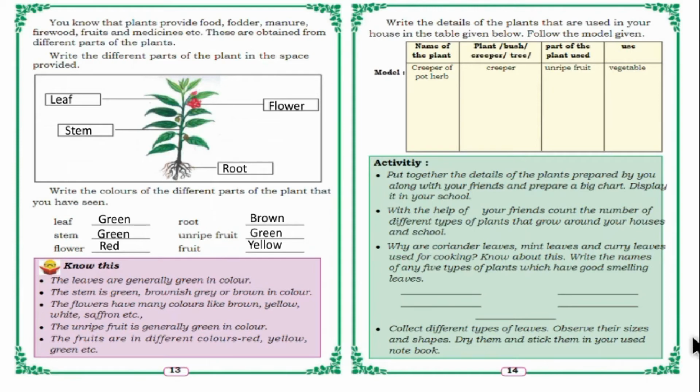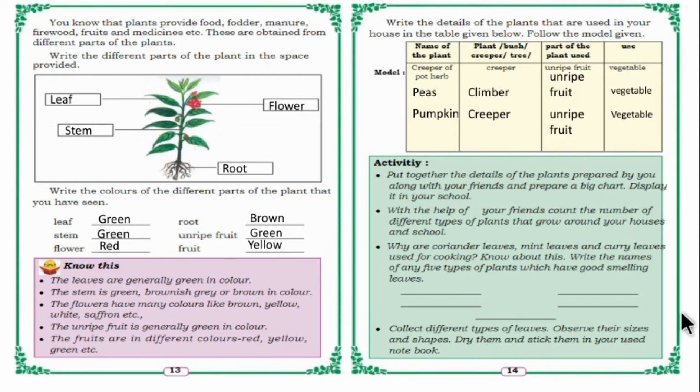and we will use it as a vegetable. So one more example is peas, and these pea plants, we know what type of plant? Yes, climber. And this is also unripe fruit, and we will use it as a vegetable. And next one is pumpkin, and pumpkin, which type of plant? Creeper. And this is also unripe fruit, and we will use it as a vegetable.